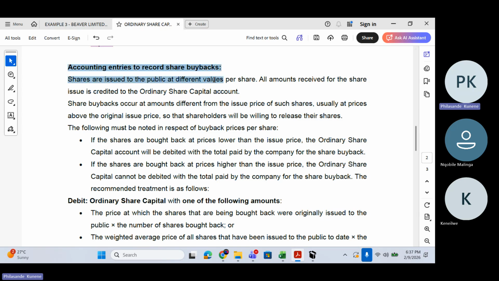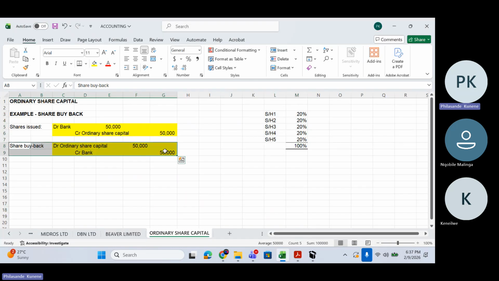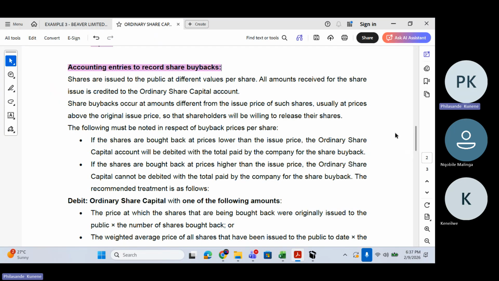What is important is the accounting record entries to buy back the shares. This is what I was talking about here. How do you record the share buyback? Let's see. Shares are issued to the public at different values per share. That's something that you need to understand.